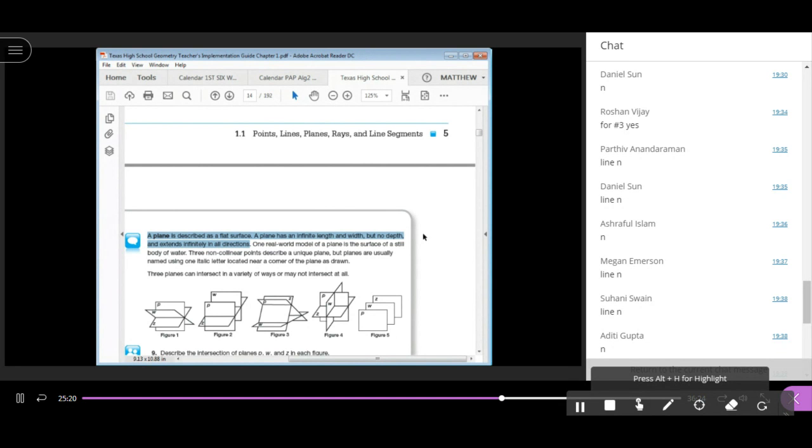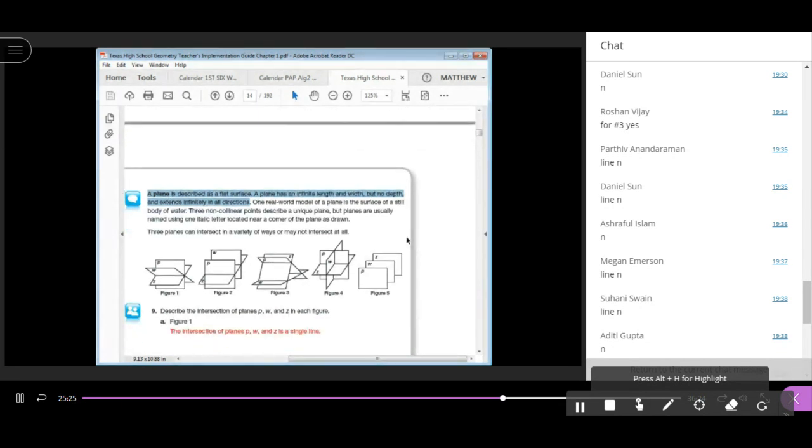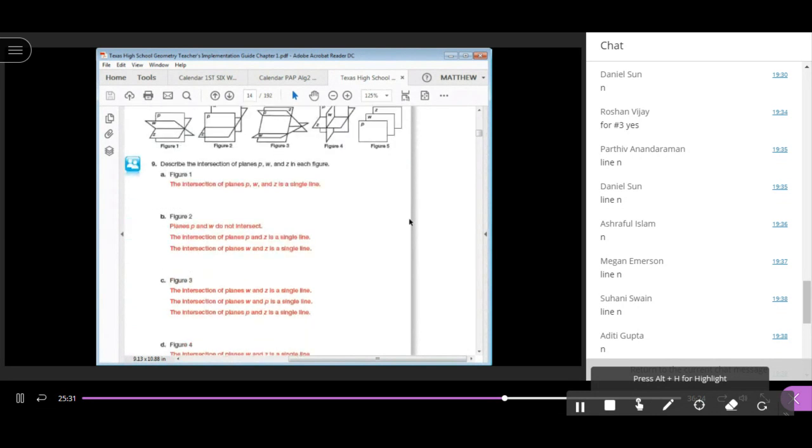All right, so make sure that you have these notes. Okay, you can keep it simple. Planes P and Z intersect in a single line. You guys had this already. You were putting it in the chat box. These are the official answers for figures 1, 2, 3, 4, and 5.